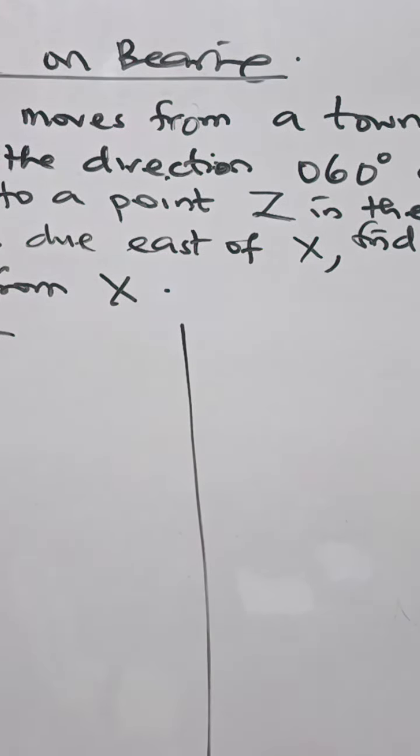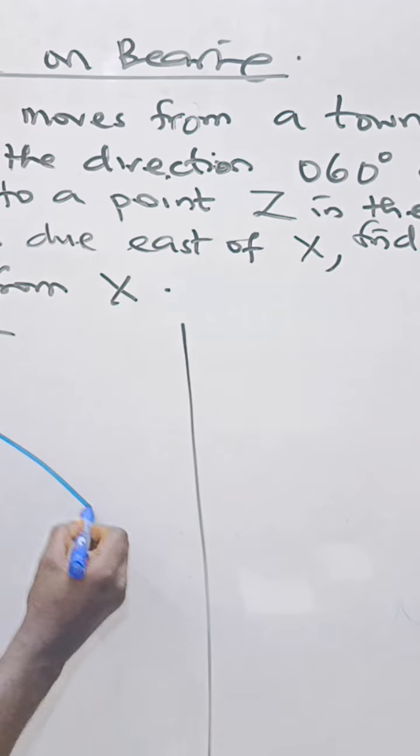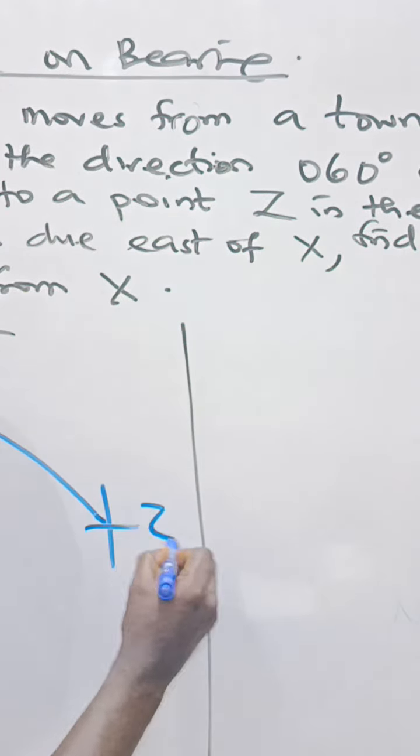60 degrees. And then it changes direction, moving to a point Z in the direction 120 degrees. On getting to this point Y, the plane decides to change direction. Of course, this is a 3-digit bearing. The starting point is north. So from here to here is 90. This is 120. It moves to this place, point Z.